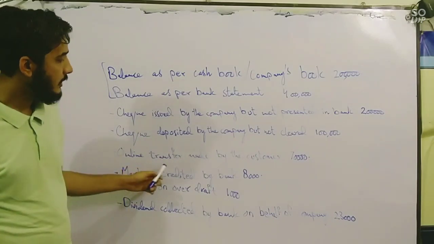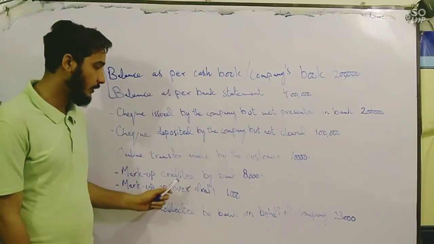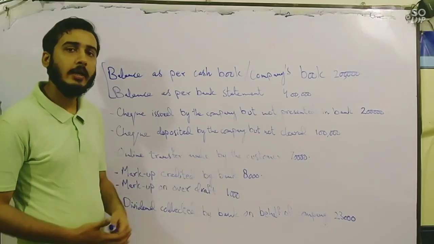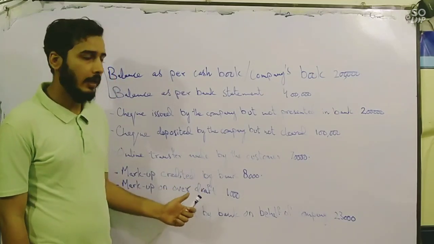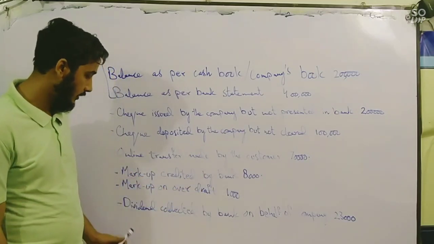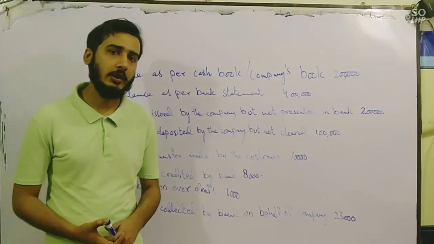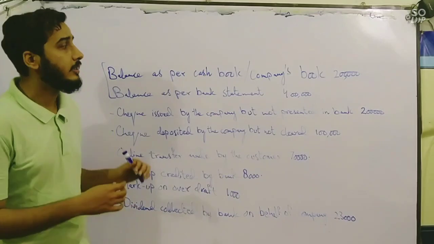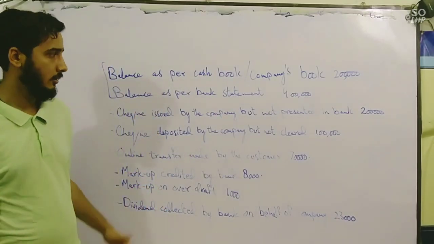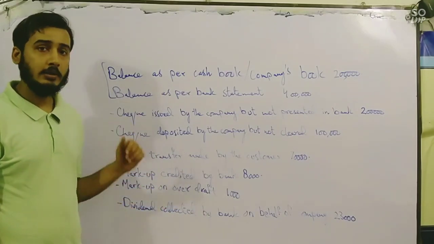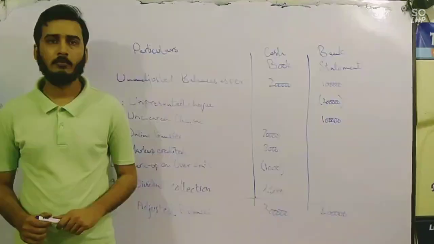Then an online transfer made by a customer, 70,000. Then markup credited by the bank, 800,000. And then markup on overdraft charged by the bank is 1,000. Then dividend collected by the bank on behalf of the company is 23,000. So let us discuss what should be the treatment of all these items. But you have to first jot down all this and then we'll move forward.